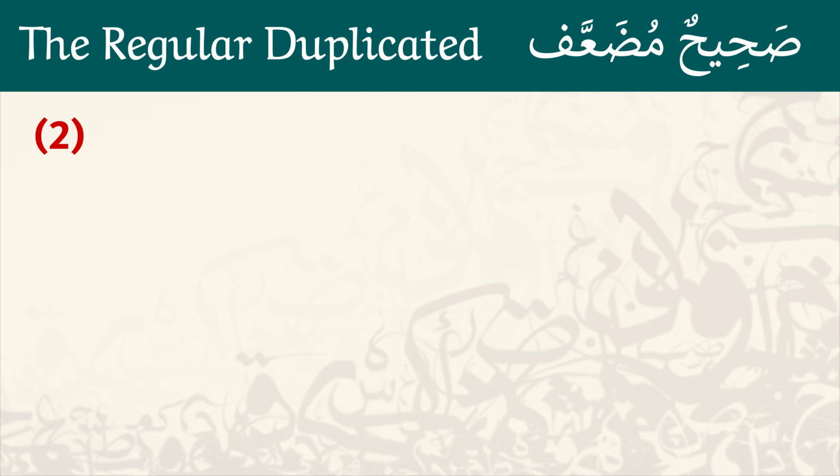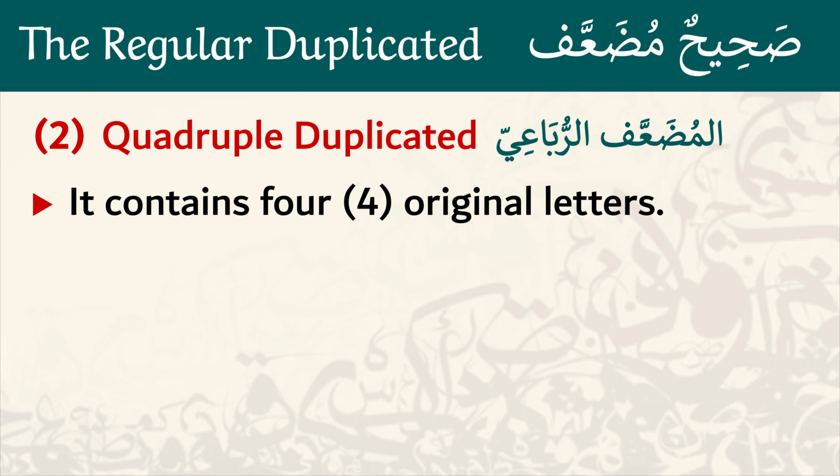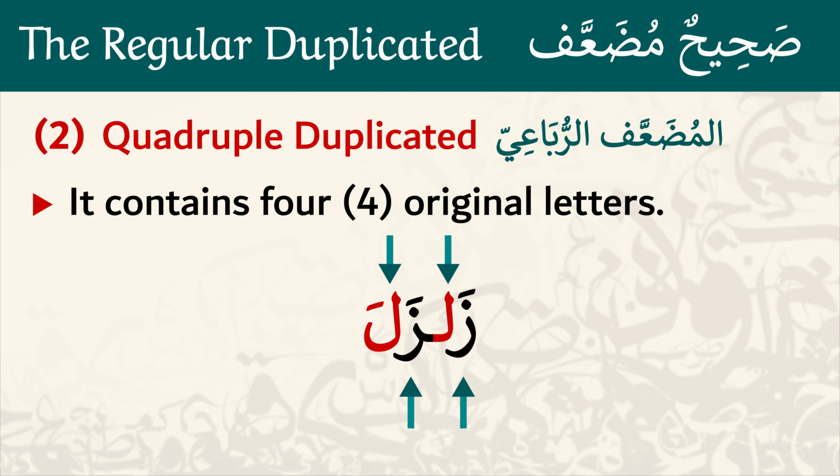The second type of duplicated verbs is the quadruple duplicated, al-muda'af al-ruba'i. In this type, the verb contains 4 original letters, like the example we looked at previously, zalzala. Here, the 4 letters are original, as we explained, and you cannot see a shadda label. So why do we call it duplicated? Because the first and the third letters are similar, zay, and also the second and the fourth are the same, lam.